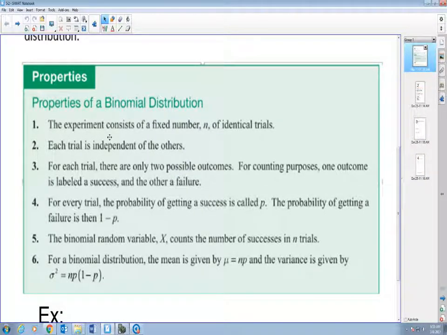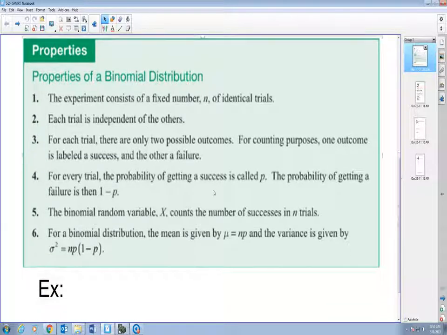The experiment for this type of distribution consists of a fixed number, lowercase n, of identical trials. Each trial is independent of the other trials. For each trial, there are only two possible outcomes, and this is the key for being a binomial distribution. One outcome is labeled as success, the other outcome is labeled as failure.